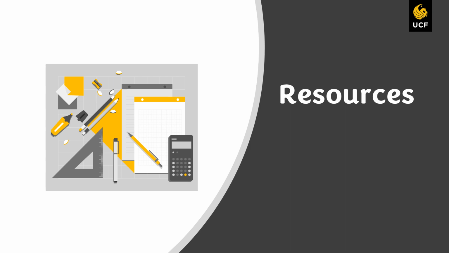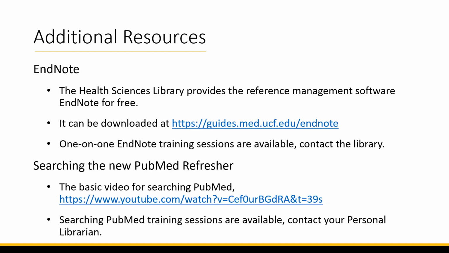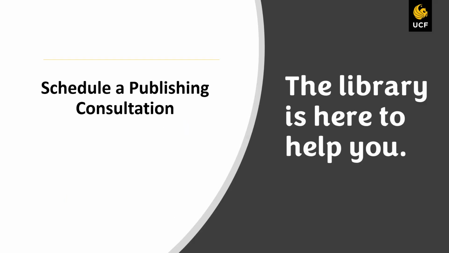There are many resources to help you with writing and publishing. We recommend using Microsoft Word's Spelling and Grammar Checker. In addition, Grammarly is also recommended, and your Scholarly Communications librarian is also available to help edit your manuscript. Links for additional resources are listed below. Lastly, the library offers publishing consultations for all types of articles. Please contact the library for assistance with finding or evaluating journals or to set up a publishing consultation.